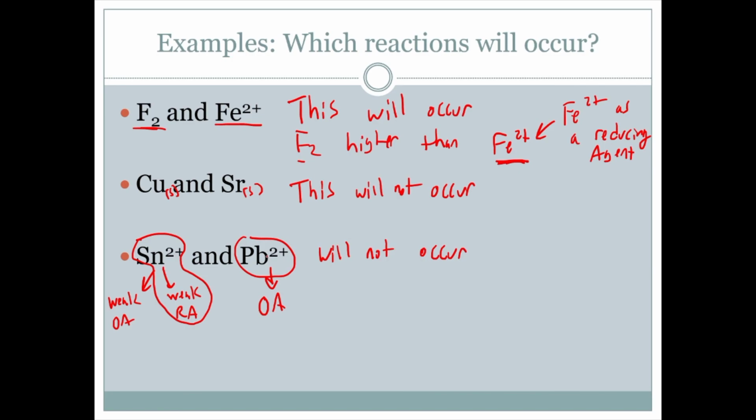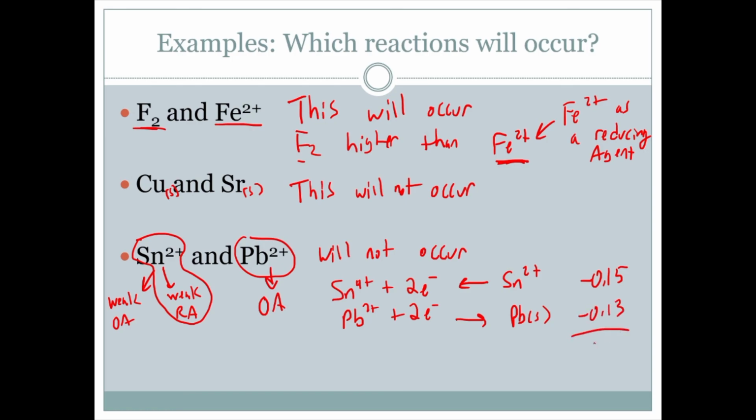And you can even check using voltages if you're not certain. So for example, here's the reaction in our textbook for Sn2 plus. This will have a voltage of negative 0.15. Normally be plus, but again we're looking for the reverse. Pb2 plus will have this reaction going to Pb solid, and this reaction has a voltage of negative 0.13. So altogether this has negative voltage, so that means that this reaction will not occur, at least not without some help.